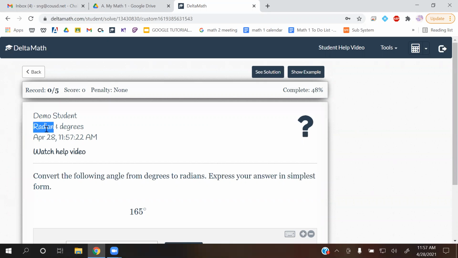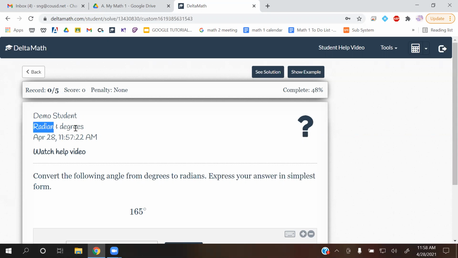And if that sounds confusing to you, this is a concept you guys already know. Like if I were to measure your height, I could measure your height in inches, in feet, in centimeters, in meters. All of those are different units that we can use to measure your height. So similarly, you can use radians or you can use degrees to measure the size of an angle.